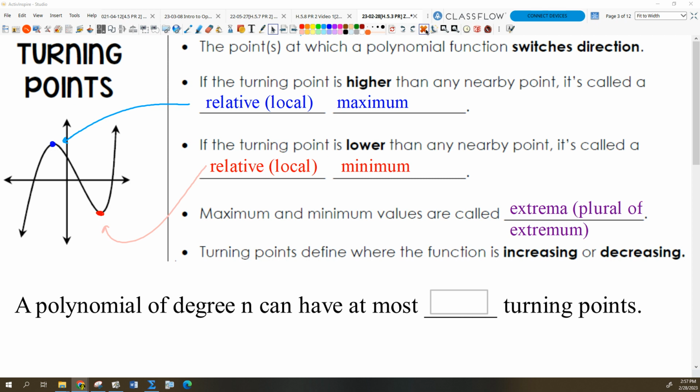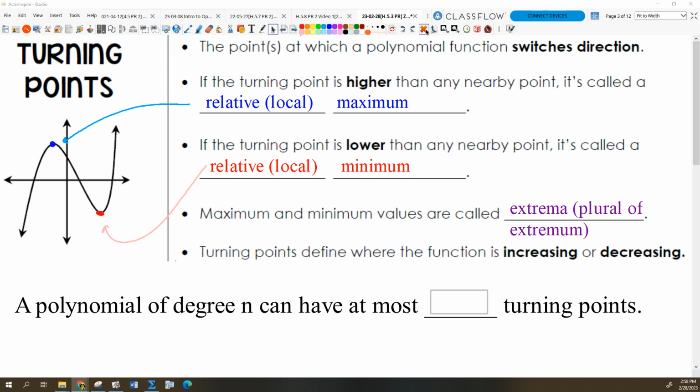Okay, so maximum and minimum values are called extrema, which is just the plural for extremum. A single maximum or minimum would be an extremum. Meaning just like something that's extreme. Extreme maximum or extreme minimum, meaning peak or valley.